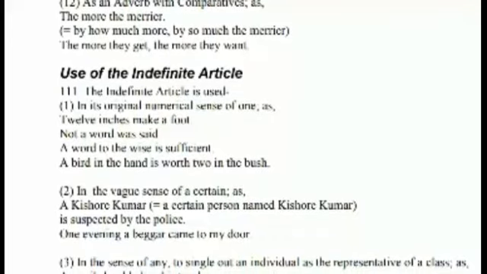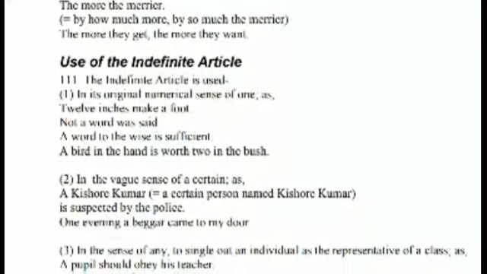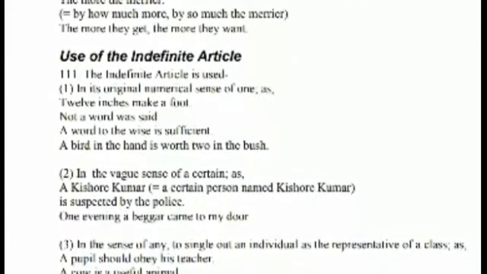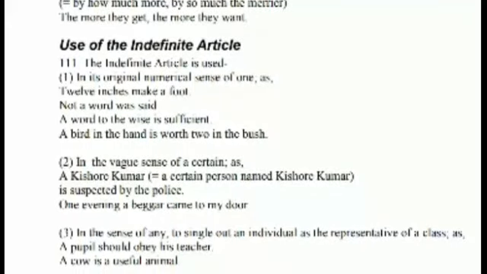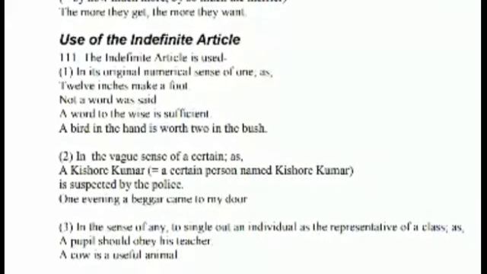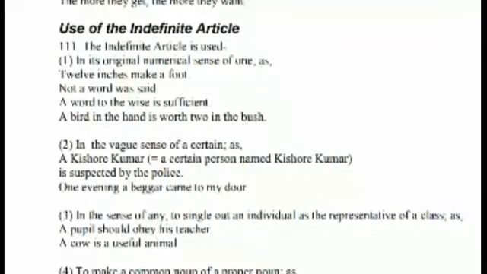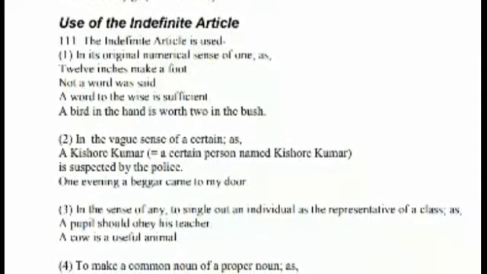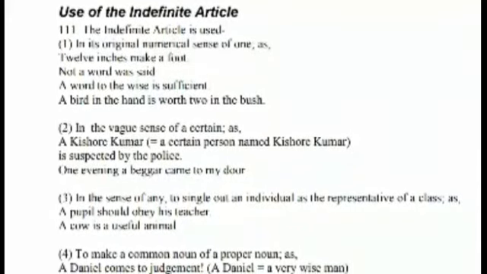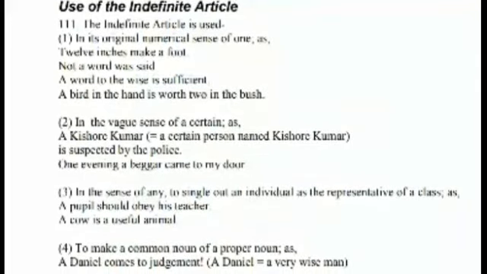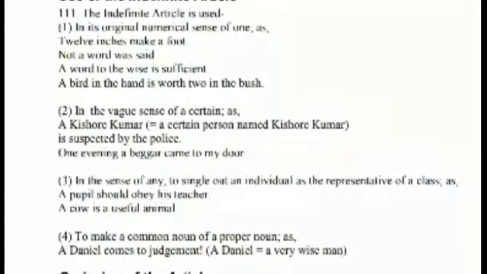And next topic is use of the indefinite article. The indefinite article is used in its original numerical sense of one. 12 inches make a foot. Not a word was said. A word to the wise is sufficient. A bird in the hand is worth two in the bush. This is the first rule.